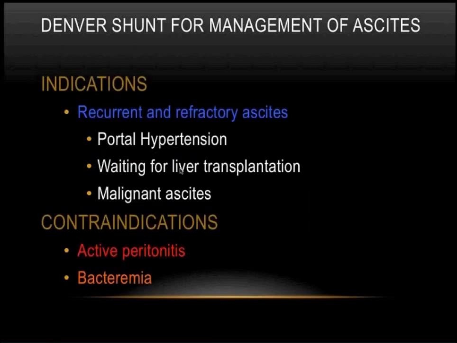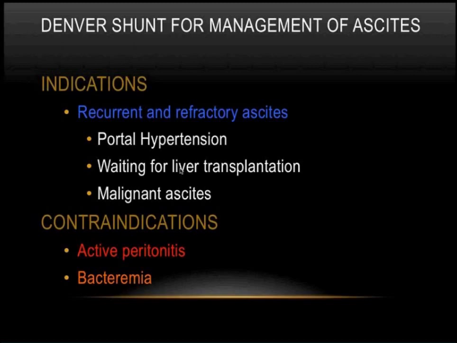So which are the indications? Of course, patients with recurrent and refractory ascites and also who have a compensated portal hypertension, which fail medical treatment. Of course, patients with portal hypertension, patients that are waiting for liver transplantation. Actually, you can put a shunt.